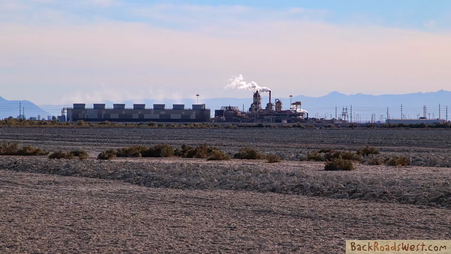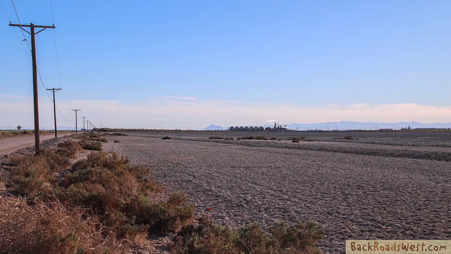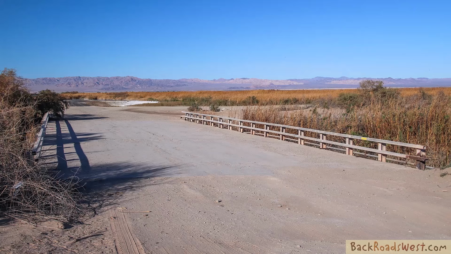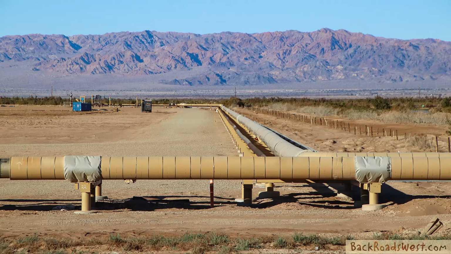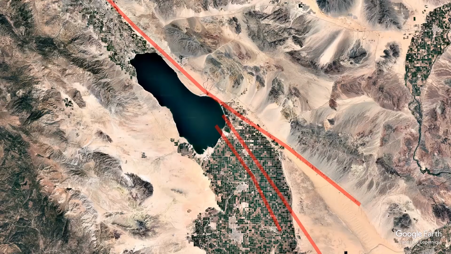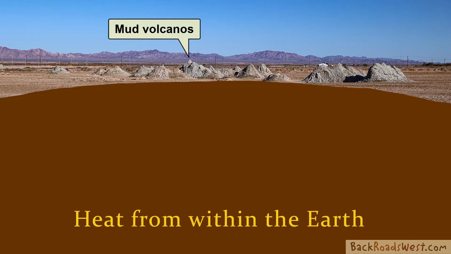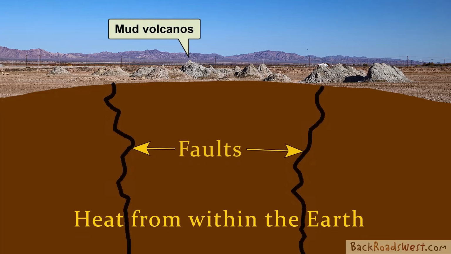Those power plants are actual evidence that something interesting is going on here. When you drive near these plants, you'll see big pipes running in different directions. These pipes transport the hot water from surrounding wells to the power plant. As mentioned earlier, because of the surface spreading that's going on in the Salton Trough, heat from inside the Earth is seeping through cracks up to the surface.